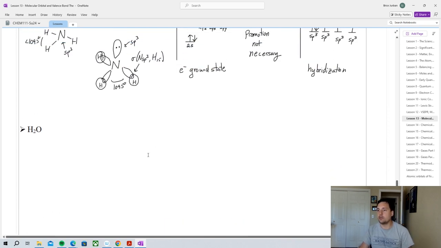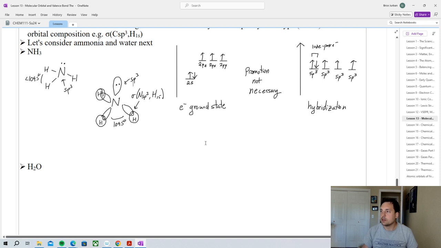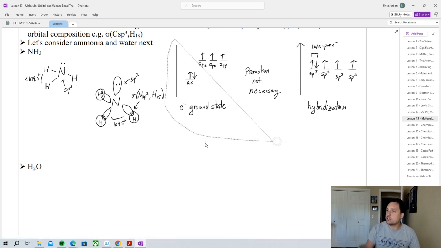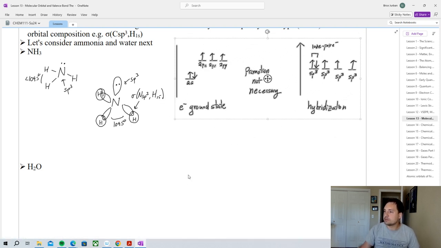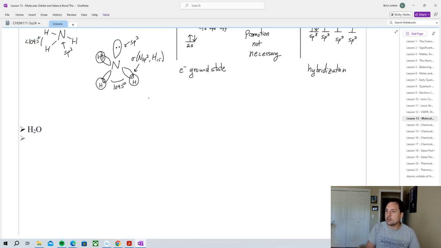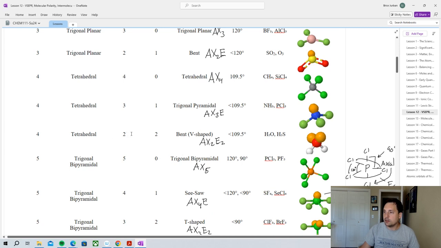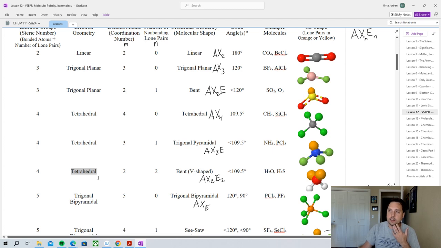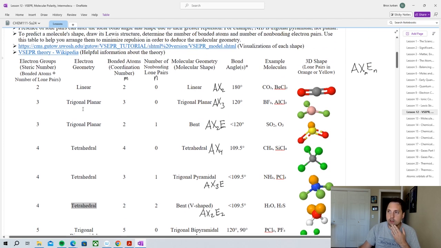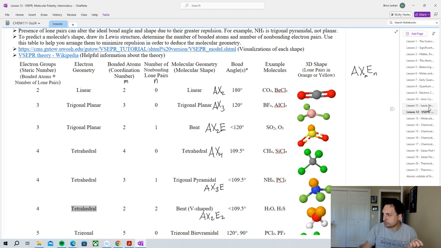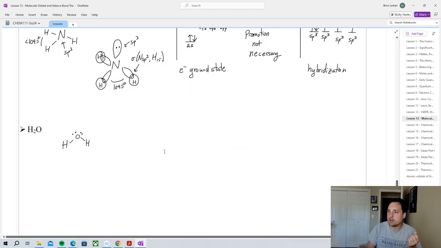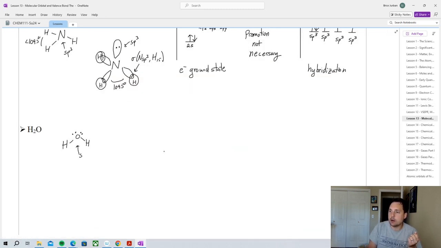All right, the last hydride I want to talk about is water. So let's do the same kind of thing with water. Water has a bent geometry, but its electronic geometry is tetrahedral. So what we're going to want to do for this hybridization theory is look at just the electronic geometry that's needed. So we'll need to have sp3 hybridization.